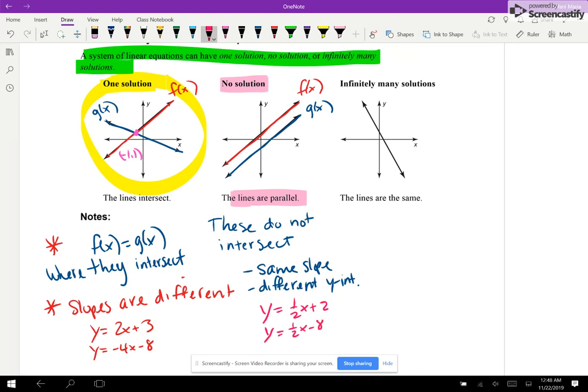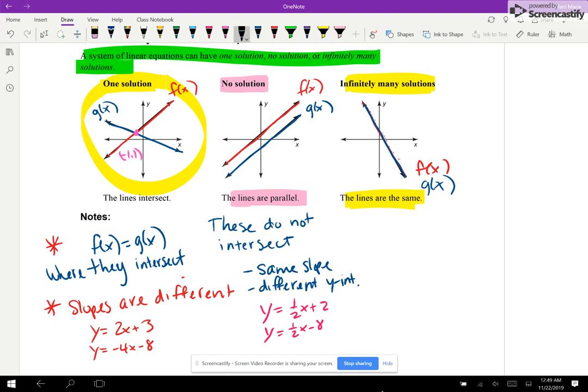The last type of system you're going to see is called infinitely many solutions. Really, you're only going to see one line. The red line, f of x, and the blue line, g of x, are right on top of each other. Every single point on one of the lines is a point on the other line, so that's why it's infinitely many. What you'll see on these is that the lines are exactly the same. You'll only see one line.